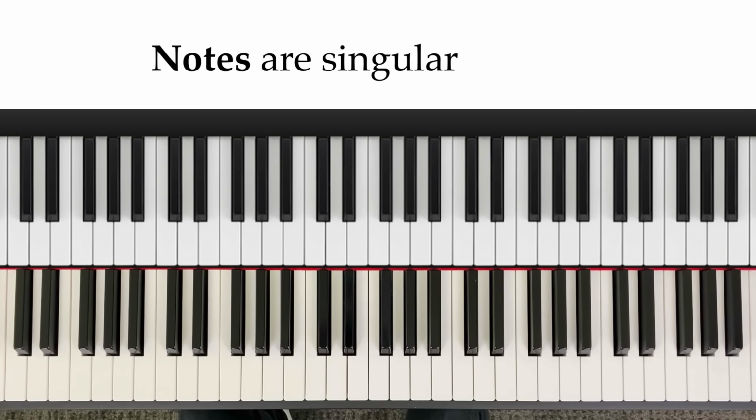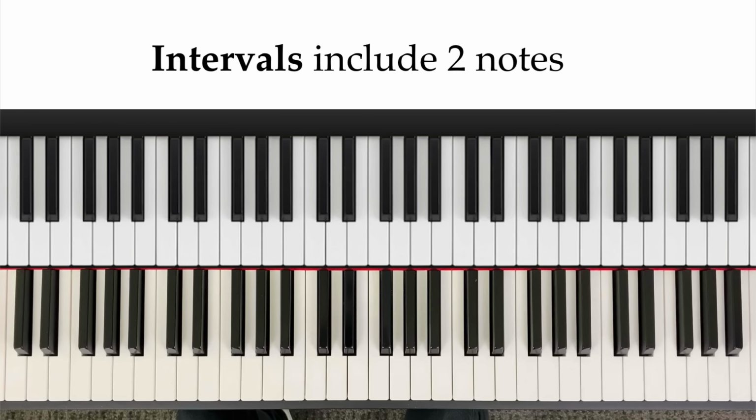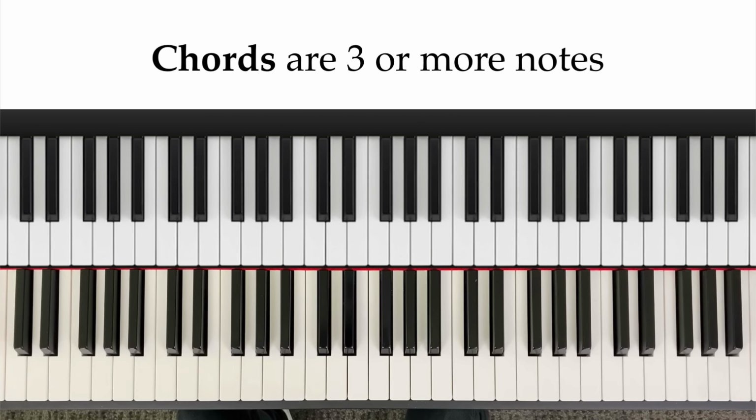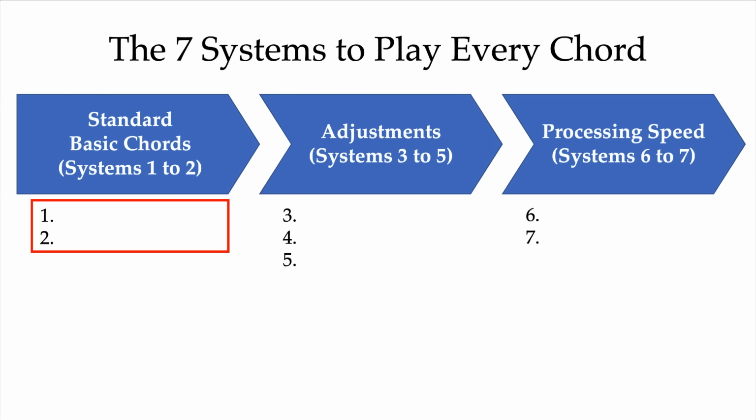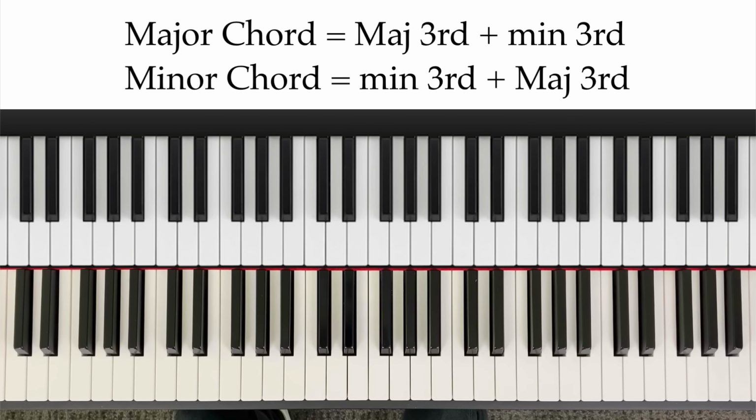All right, so now you know notes which are singular, intervals which include two notes. Now we finally get to chords which are three or more notes. There are two systems to construct all our standard basic chords. The first system we're going to learn is the spatial system, looking at how the notes of the chords are spaced out by intervals.